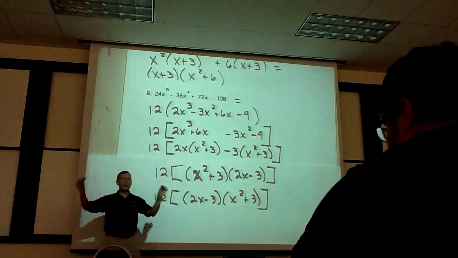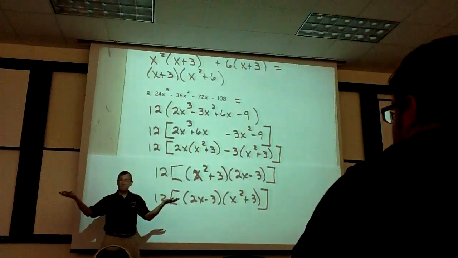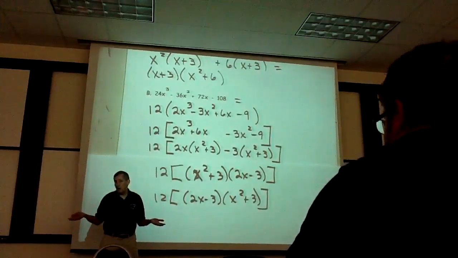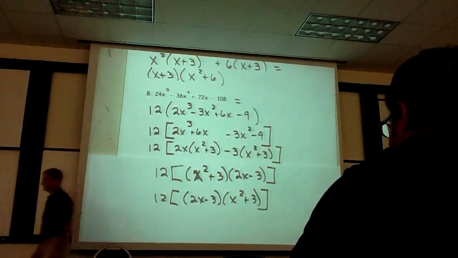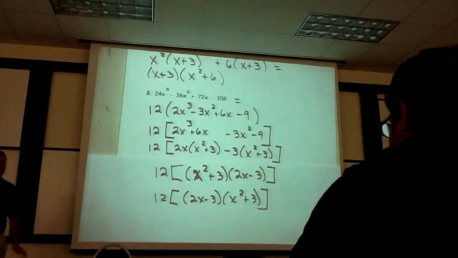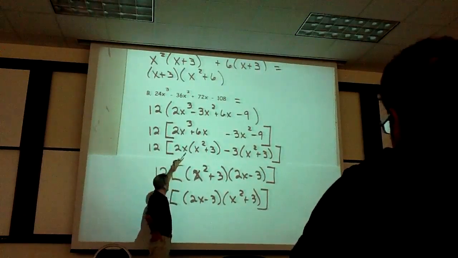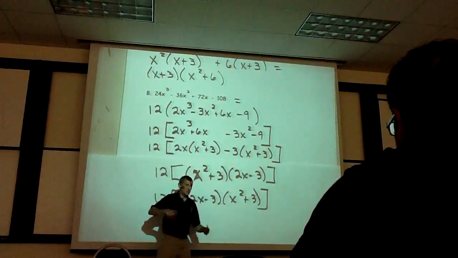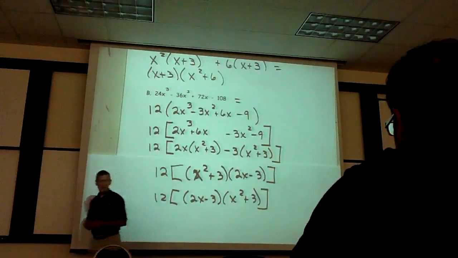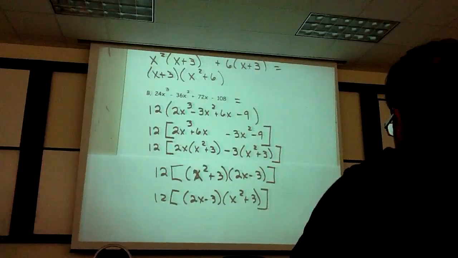Didn't matter which pair of factors we put together. Hey, as long as you can see something they've got in common, go for it. It doesn't matter if we use brackets or not. The brackets here are not necessary. Brackets here might be kind of helpful because I have parentheses. You can put parentheses with parentheses, it just gets a little bit confusing. So yeah, the brackets in the last answer are not necessary. It's just 12 times that times that.